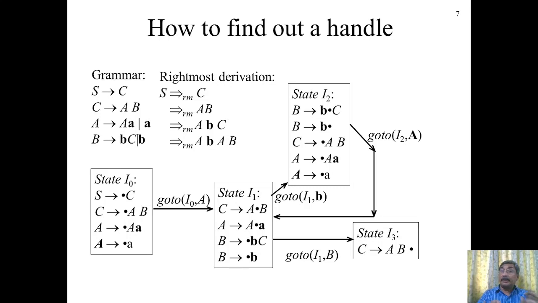For example, the question here was what are the items valid for a viable prefix called null? I have not seen anything. So since I have not seen anything, how do I proceed? I start with the start symbol. I said maybe the first symbol in the sentential form is capital C. But the moment you say it could be capital C, I know that there is a rule like C produces AB. So naturally C produces dot AB.